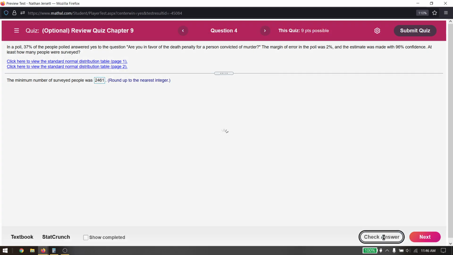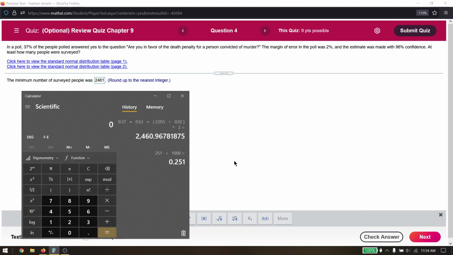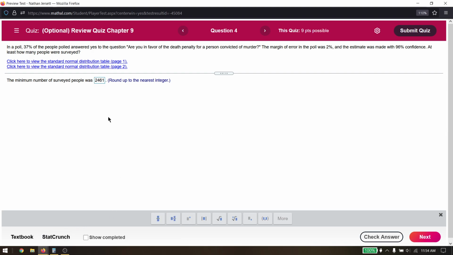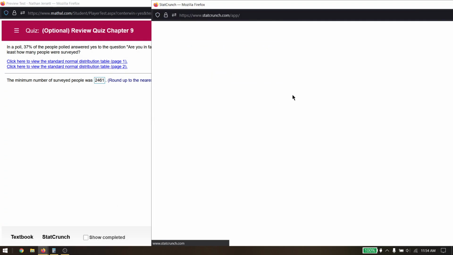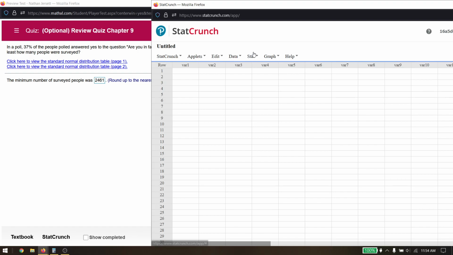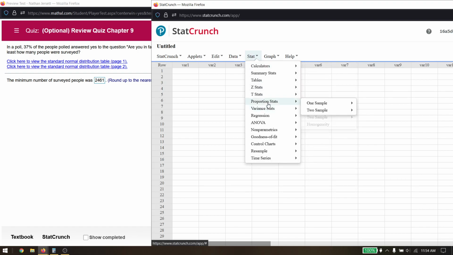2461. Check that. Not correct. Let me see what I did wrong here. All right, so what I got when I calculated it was 2461. Now this isn't the correct answer because it's actually 3 off. That's because I used the table, and the table inherently has an issue, you can't be very accurate. To solve it, what you can do is go to StatCrunch, proportion stats, one sample. And we're going to go here to power sample size.